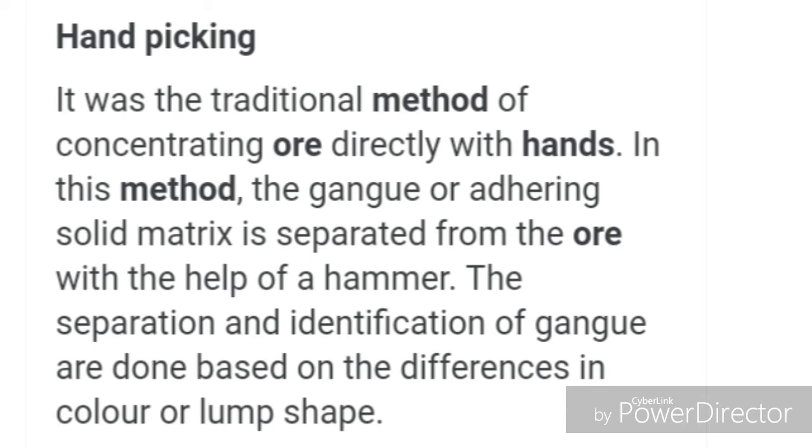Students, the first method in concentration of ore is hand picking. It was the traditional method of concentrating ore directly with hands. In this method, the gangue or adhering solid matrix is separated from the ore with the help of a hammer. The separation and identification of gangue are done based on the differences in color or lump shape. This hand picking is the first method in concentration of ore.